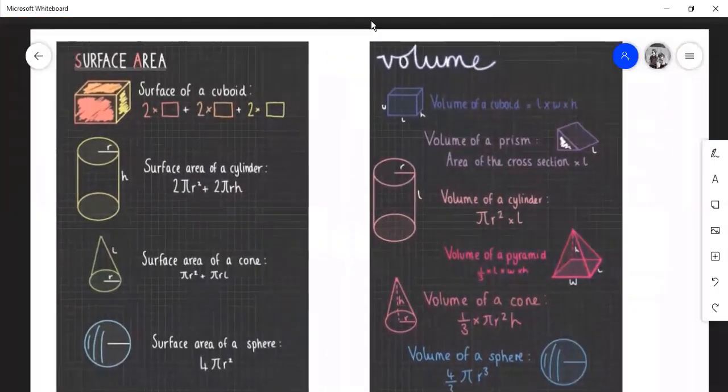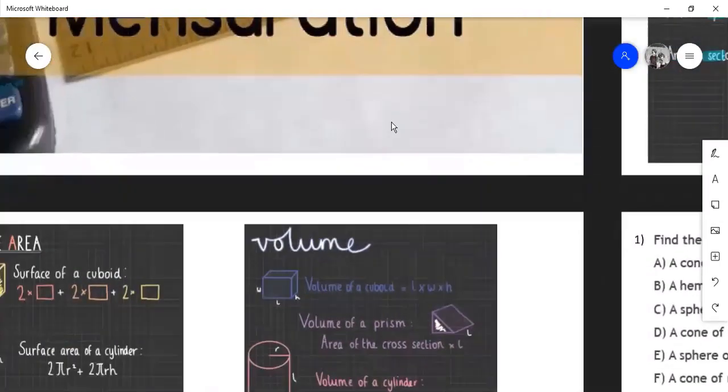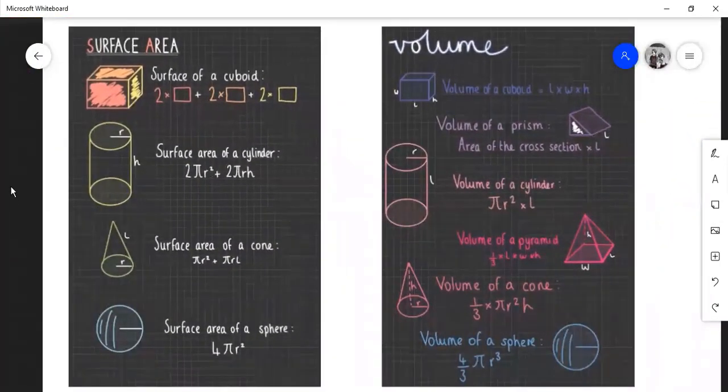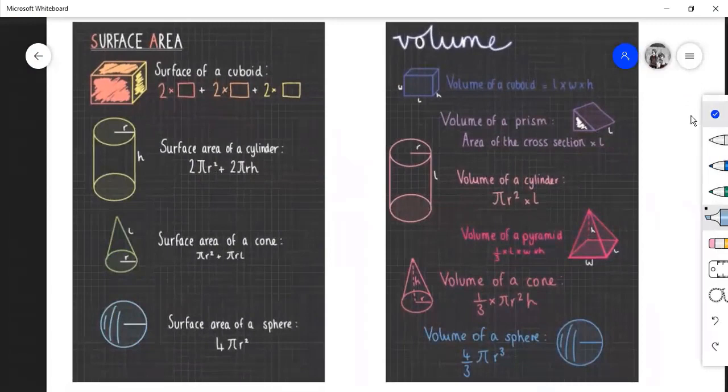Now we're going to cover 3D shapes. All this while we have been talking about 2D shapes. Now we'll cover 3D shapes. In 3D shapes, we have several formulas. The first one is to calculate the surface area of a cuboid. The word cuboid itself already tells you a lot. Cuboid means it's just a box, a rectangle basically being extruded.